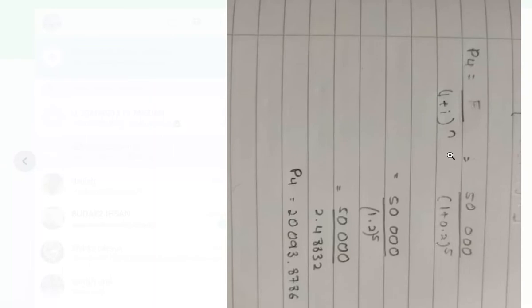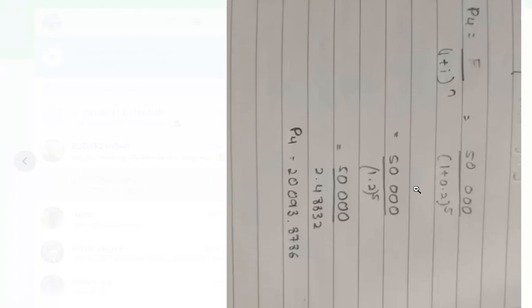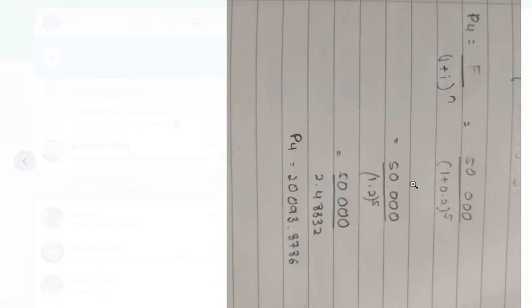Lebih kurang. Alright, so next we want to calculate A2. Alright, kita padam dulu sekejap ya, kita padam sikit bagi dia tak serabut.